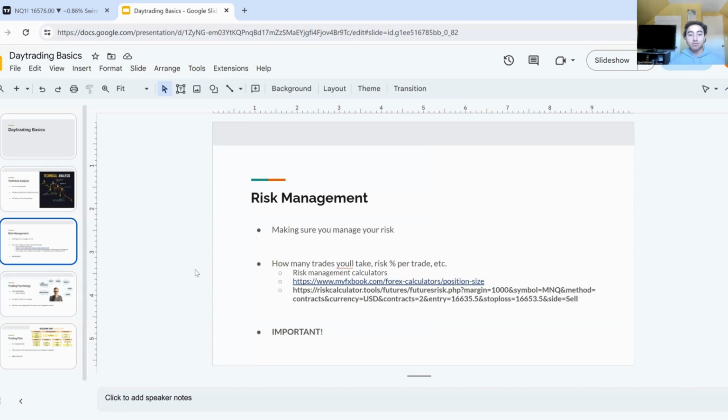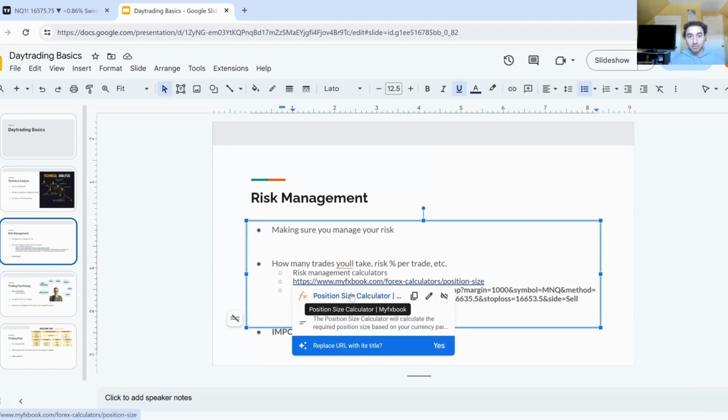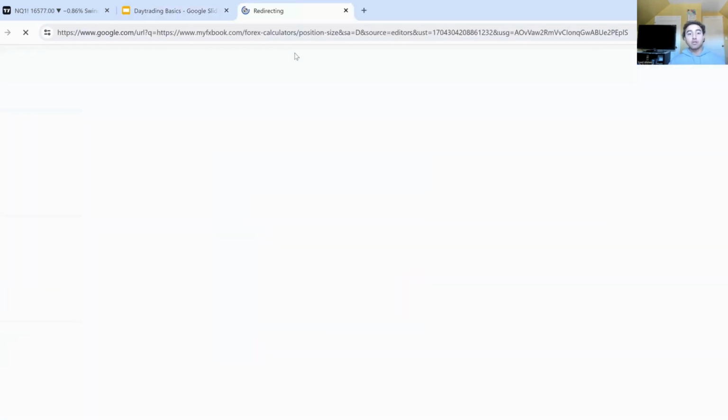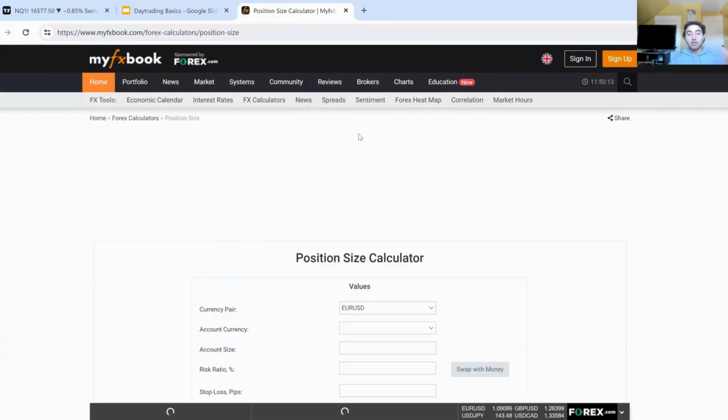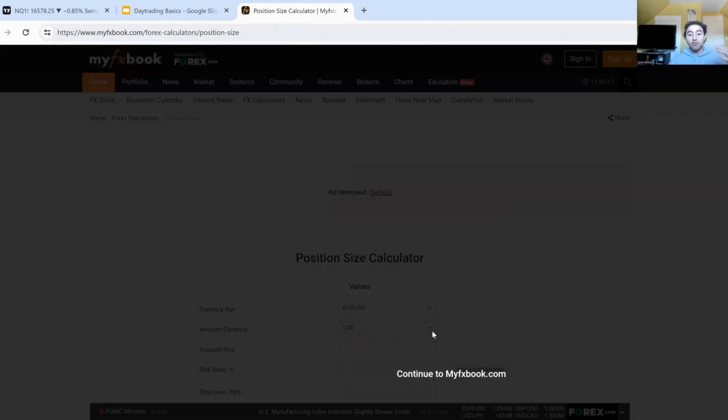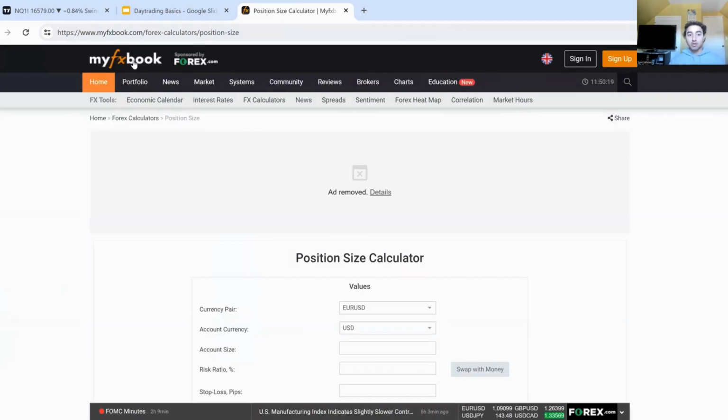We're going to go over some risk management calculators really quickly for you guys. I'll be going over these in more detail later on. So here's the first one. This is my FX Book forex position size calculator. If you want to access this and you're trading forex, just type in forex position size calculator, myfxbook. Simple as that.